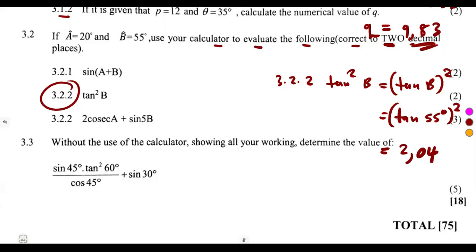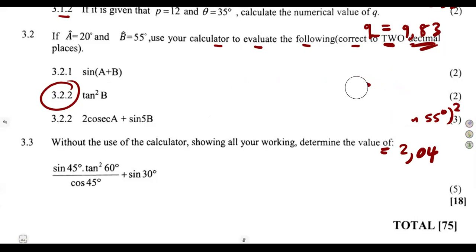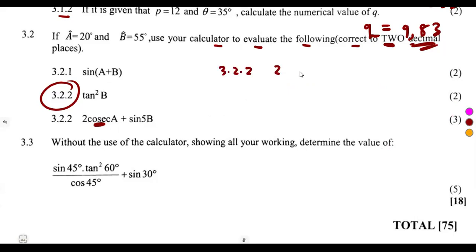All right. We move on to another part. That's 2 cosec of A. Remember, cosec is 1 over sine. So it simply means 2 times 1 over sine. Cosec is 1 over sine. So that's 1 over sine of A plus sine of what?